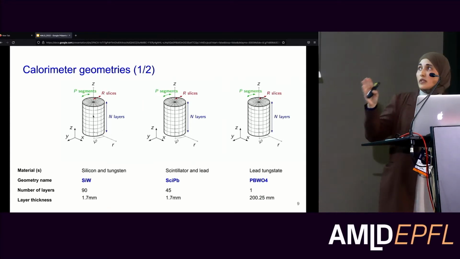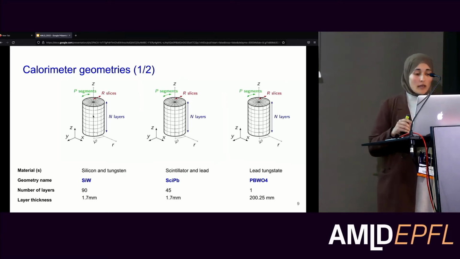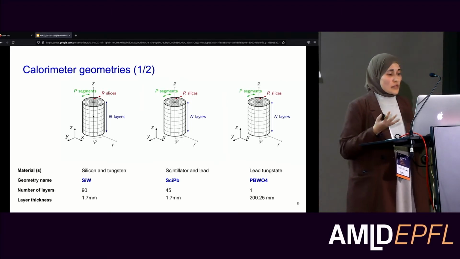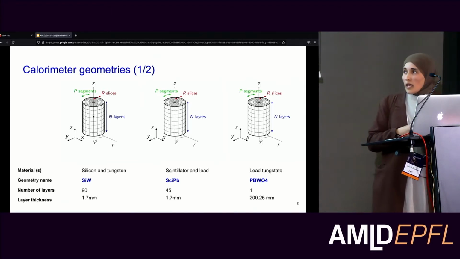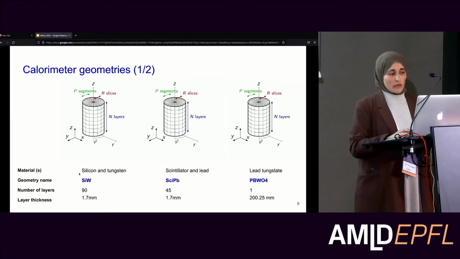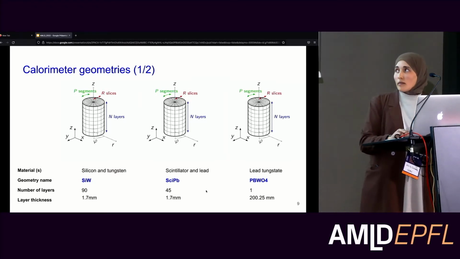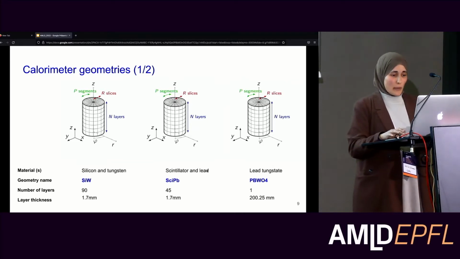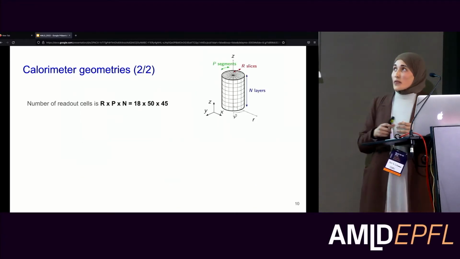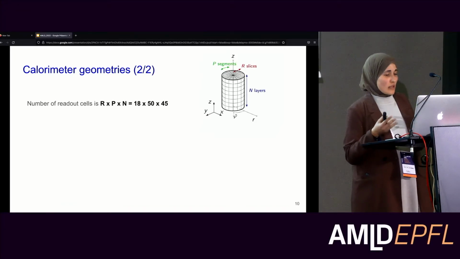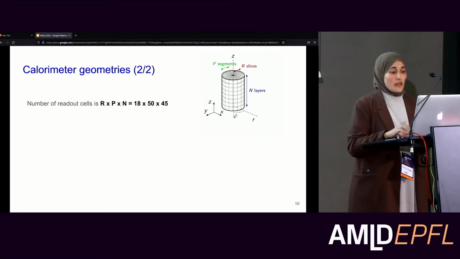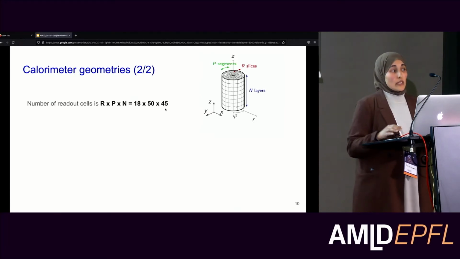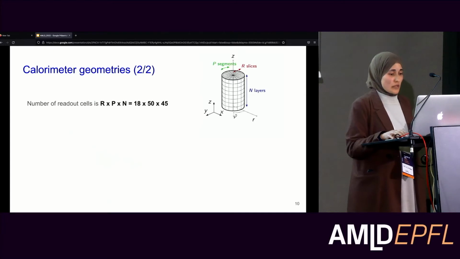The differences between the geometries are in terms of the material used, the number of layers, or the thickness of these layers. Throughout these slides, I will be referring to these different geometries as SiW, CPB, or PbWO4. Also the number of readout cells, that we call cells, or you can imagine them as segments in the R, phi, and z directions. So we have 18 by 50 by 45, which is a highly granular definition of showers.